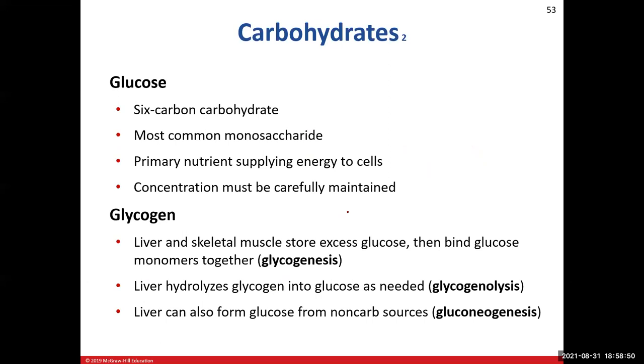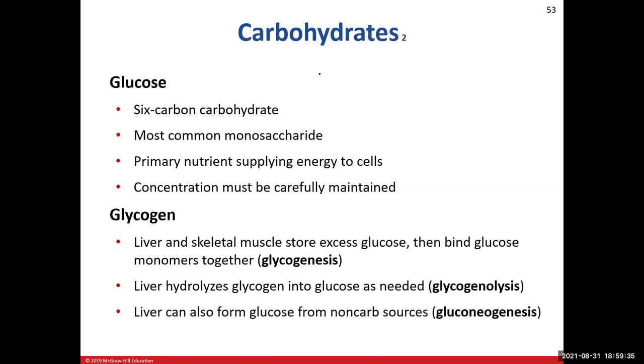So speaking of carbohydrates, let's talk about the famous carbohydrate glucose. It is a 6-carbon carbohydrate, which means it has a hexose ring to it. It is the most common simple sugar, and your cells love it. In fact, it is considered the most sought after nutrient that's going to supply energy to our cells. So it's very important that we maintain the proper levels in our body. You've heard the term blood sugar levels. People that have an issue with diabetes are always monitoring their blood sugar levels.